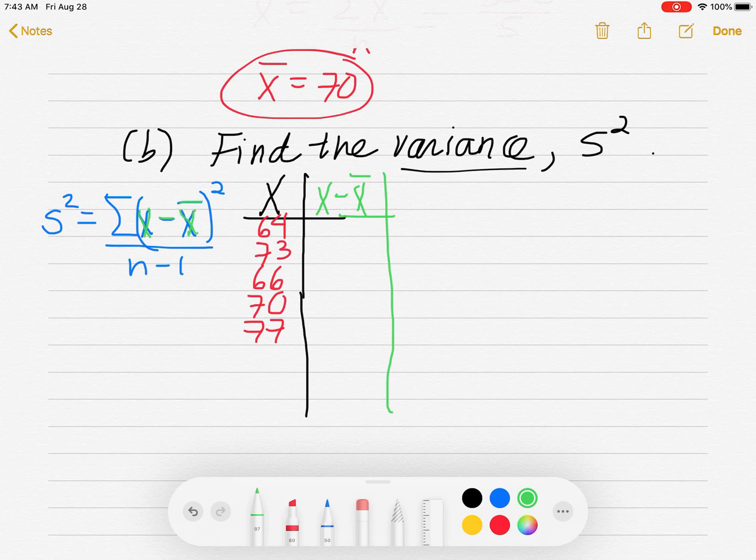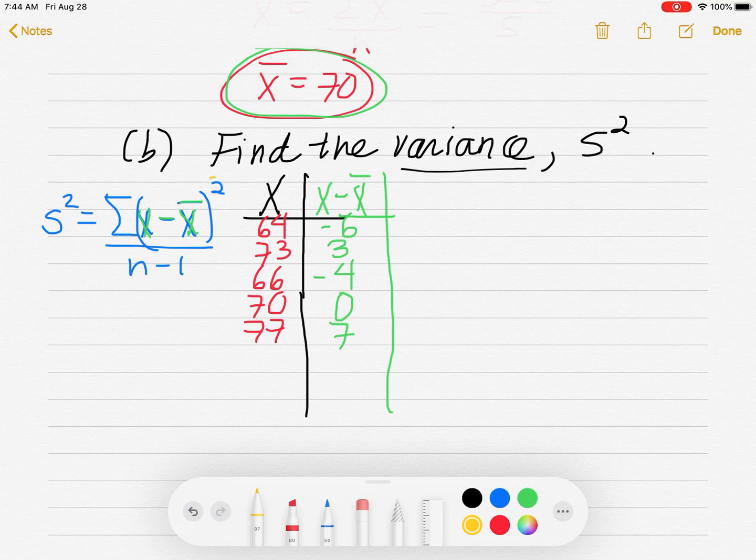So that means I'm going to take every single data value in my X column and subtract X bar. I'm going to take 64 minus 70, I get minus 6. 73 minus 70, I get 3. 66 minus 70, I get minus 4. 70 minus 70, I get 0. 77 minus 70, I get 7.